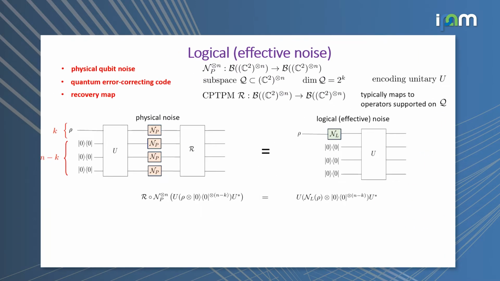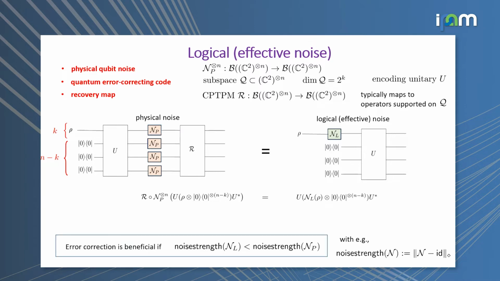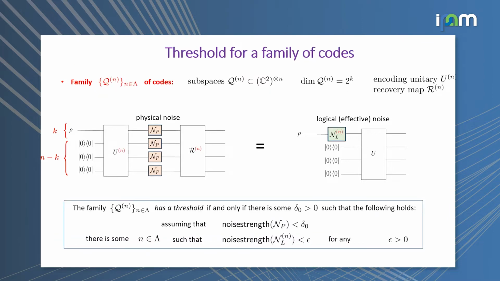So if you have this situation, you can say when this error correction is beneficial. Essentially, it's beneficial if the logical noise is weaker than the physical noise, and you can measure this, for example, using the diamond norm distance to the identity channel. Now, what do we mean by a threshold? When we talk about a threshold, we usually mean a family of codes, perhaps indexed by the number of physical qubits, and each of these codes encodes k logical qubits. So we scale up the number of ancilla states in the encoding, and what we want is that we can make the effective logical noise arbitrarily weak. This is usually the case as long as the physical noise rate is below some threshold value, and this is why it's called the threshold theorem.